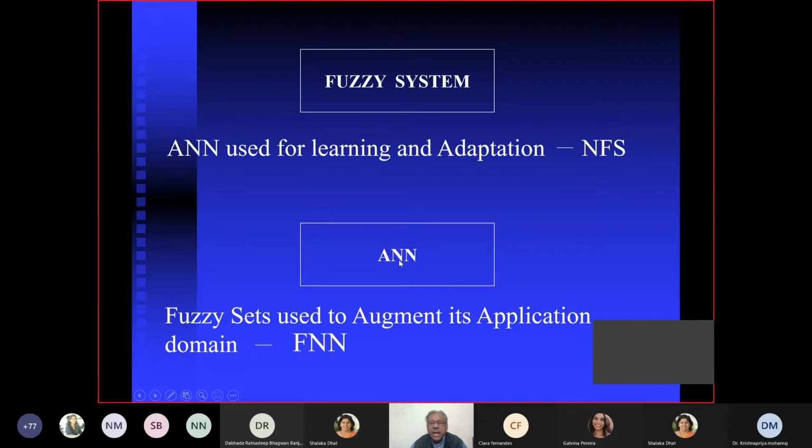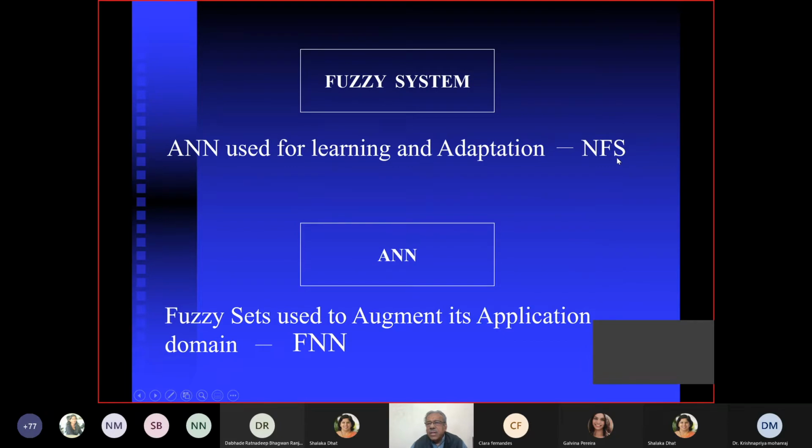On the other hand, you have ANN in the market. You buy it. But ANN has a limitation that it can take input only in 0, 1 and output also 0, 1. But in real life problems, input could be linguistic, input could be fuzzy. Similarly, output also could be fuzzy because the output is overlapping. Therefore, I use fuzzy set theory to augment its application domain, in the input, in the output, and in the training. So this is what is called a fuzzy neural network. The other is called neural fuzzy systems.